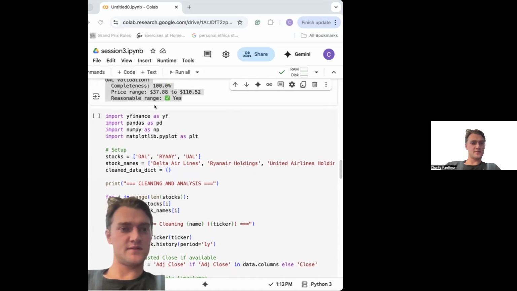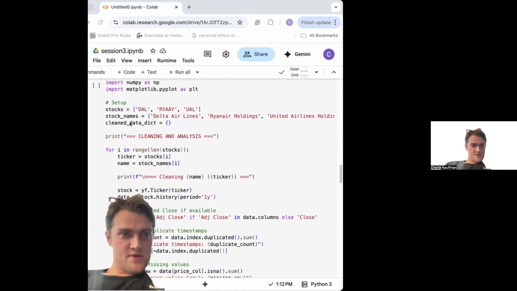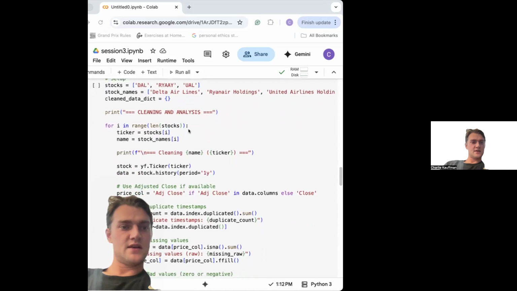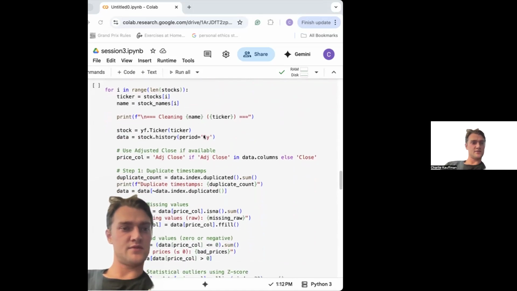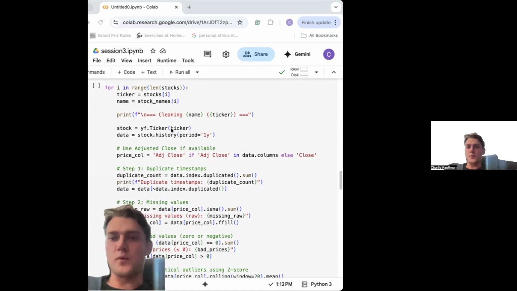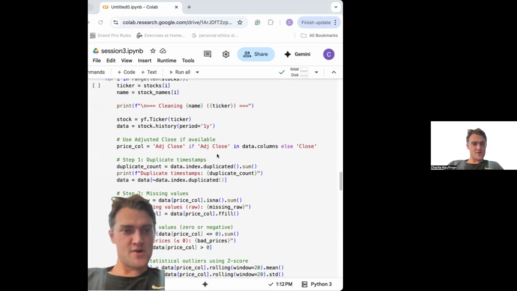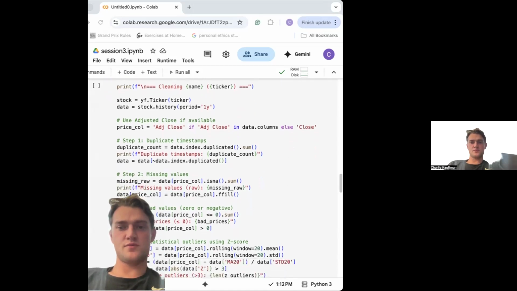It does the same thing up here where it gets what it's going to need, Yahoo Finance. Then there are my three stocks, and these are just the labels. And here, what does it do? Oh, so this grabs one year of daily historical data for each stock, and it focuses on the adjusted close. And then these will discover the data issues once we have the data.